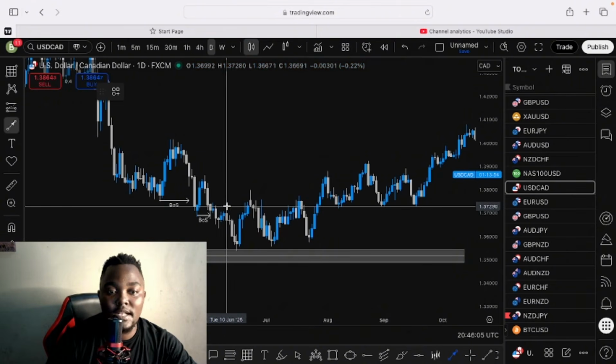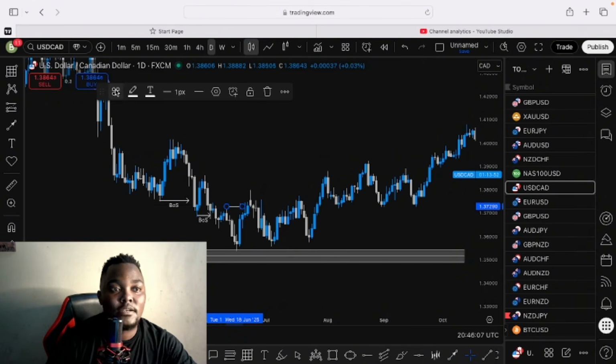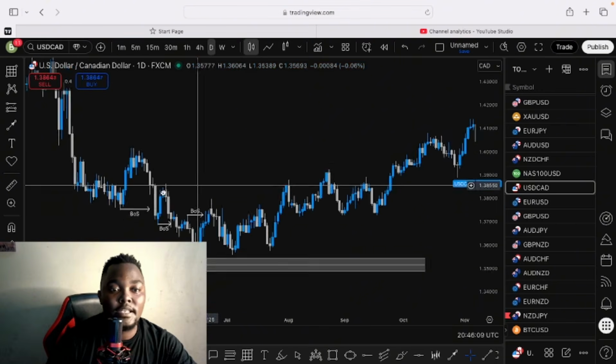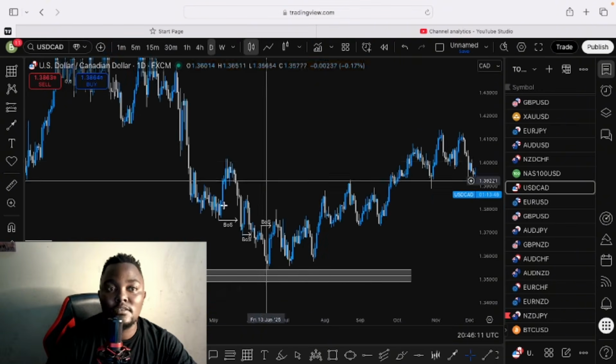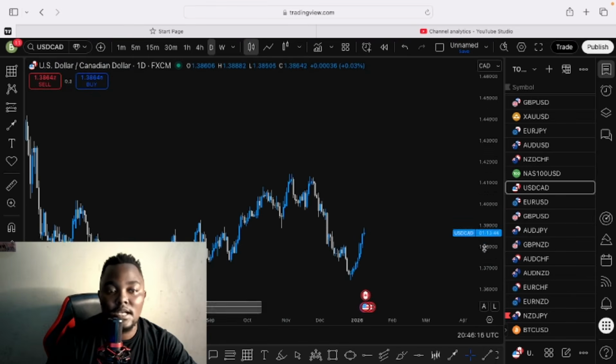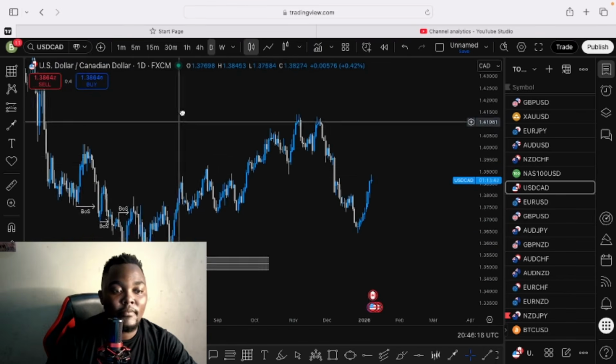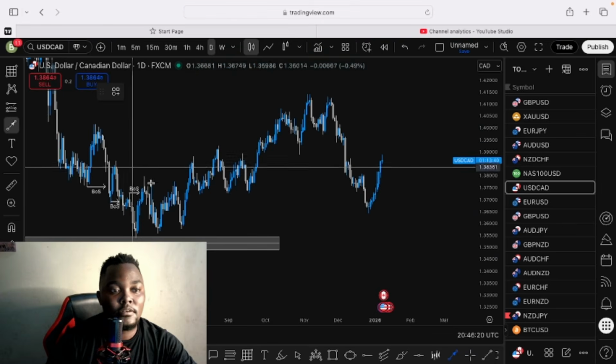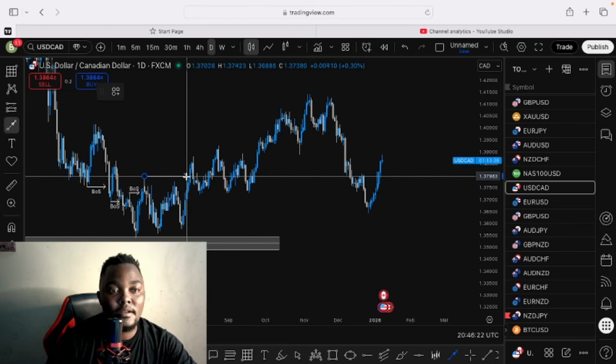Then this was the overall change of character within here on the daily time frame. So there's no need for us to look at that. We can just move over to this current structure here around here. So another break came up around here.